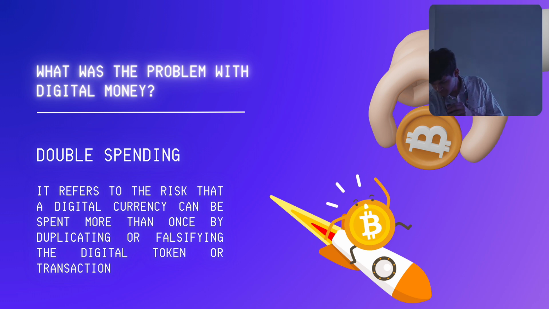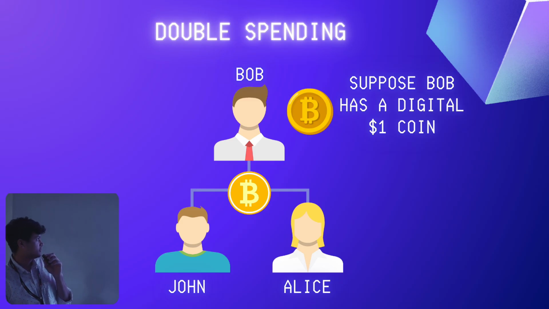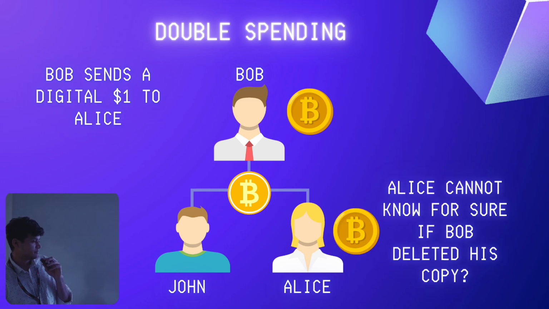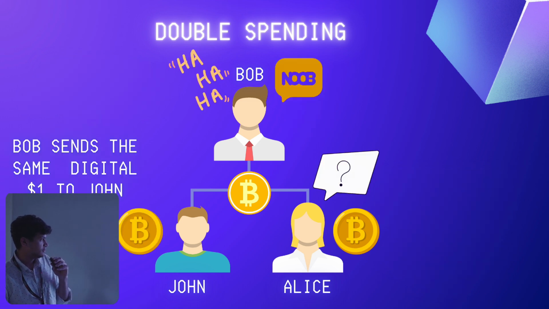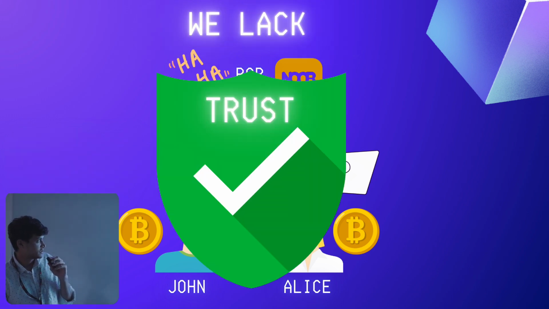So let's take an example. Suppose Bob has a digital $1 coin. Bob sends the digital $1 coin to Alice. But Alice cannot know for sure if Bob deleted his copy, because it's a digital copy and it could be replicated. And imagine Bob sends the same digital $1 to John as well. Now Alice is not really sure what to do about it. So we lack trust in this process. And to counter it, we can use blockchain.